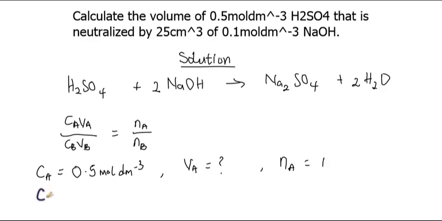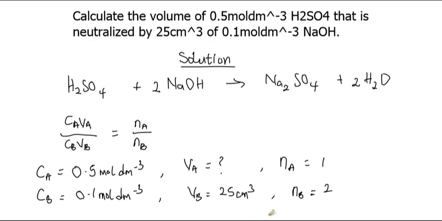So for the base, Cb equals 0.1 mol per dm³. Vb is given to be 25 cm³. And Nb, which will be gotten from the balanced chemical equation, that is the coefficient of the base. The coefficient here is 2. So we have Nb to be 2.